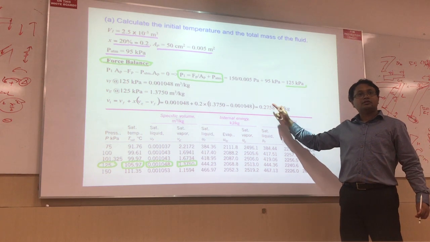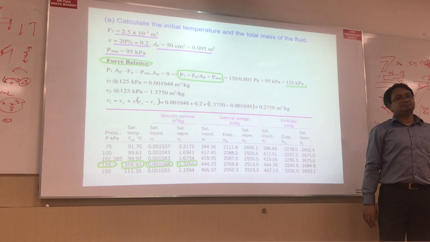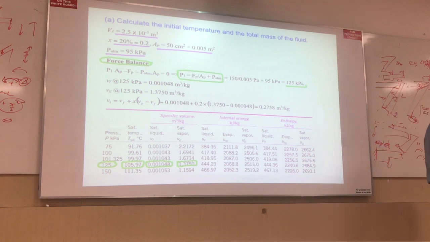Alright? So what is the total mass? Total mass is equivalent to... I know V1. V1 you can calculate this number. Okay, so now you can calculate M. Total mass MT is equivalent to total volume V1 by specific volume V1. Then you get it.